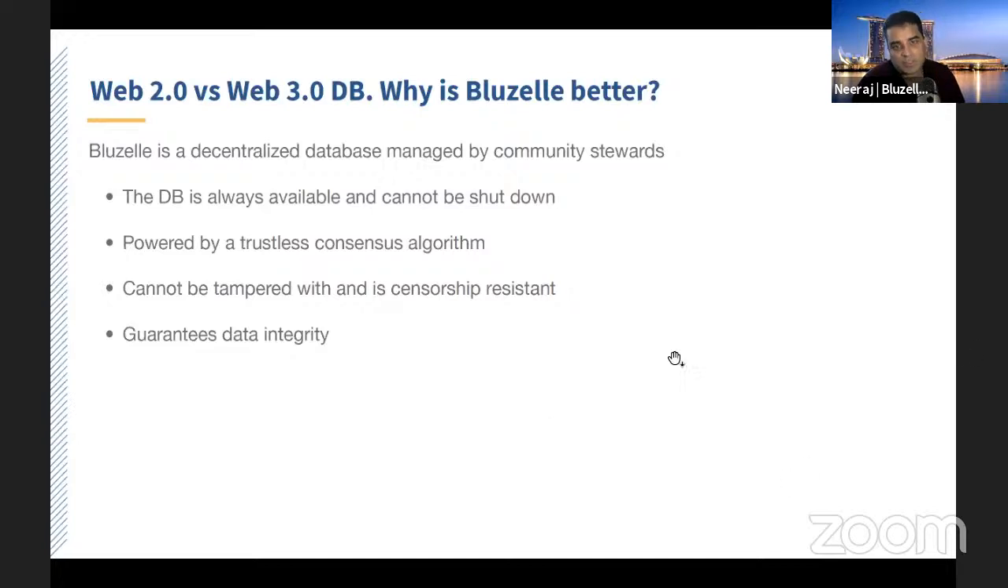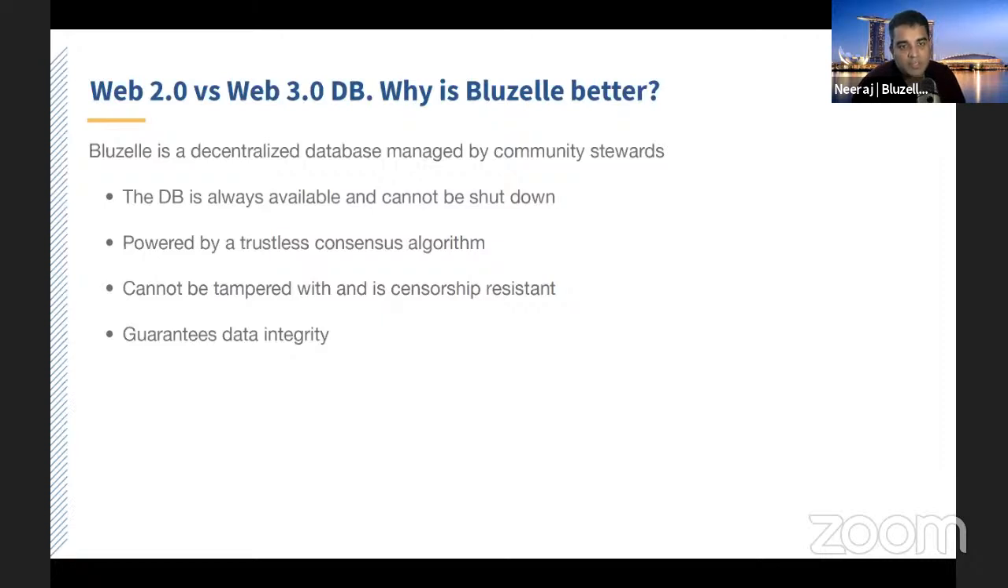So I'll start by saying that we're managed by community stewards. And what does that mean? Well, traditionally, if you use a database on Amazon, it's managed by AWS. They get to decide who's in, who's out. They can censor things, all that stuff. They control everything. We don't control it. The stewards in the community do. What does that entail? What does that mean?